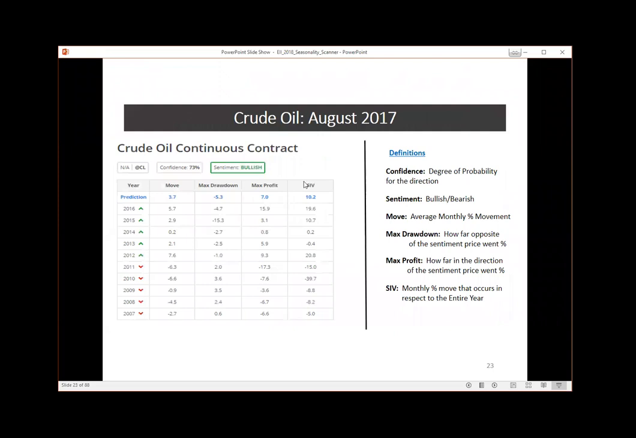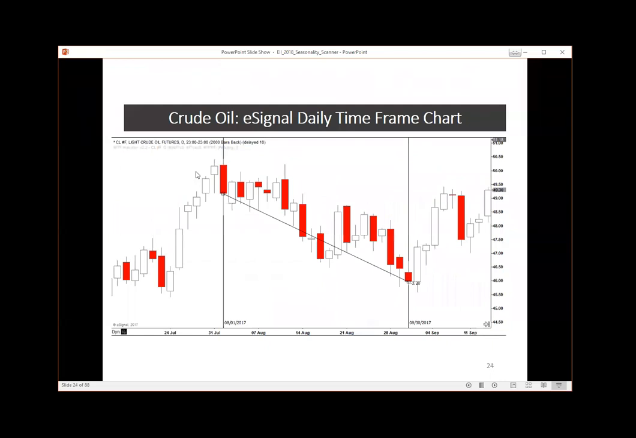Okay, here's crude oil, August 2017. A lot of people think you can't do seasonality in crude oil. Here you go. This was a 10% SIV value, which is above 10, and confidence of 73, which is exactly what you're looking for. Okay, notice one thing also. Look at the patterns, 5 and 5. But you really don't need to look at the patterns because you got a 73%.